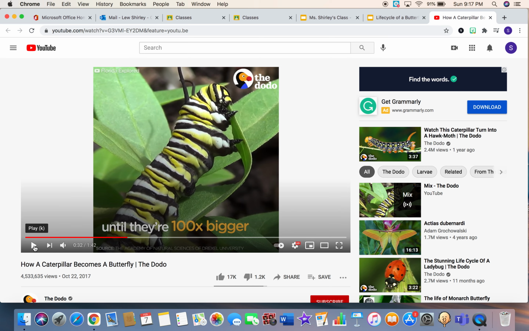Now, the purpose of a caterpillar at this point is, when he eats his egg, and then he eats the leaf that the egg was on, and then he eats more and more and more leaves until he becomes 100 times bigger.